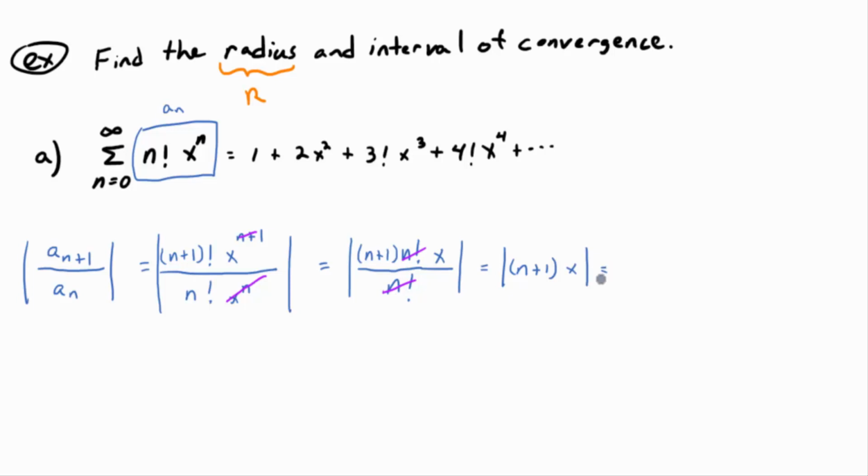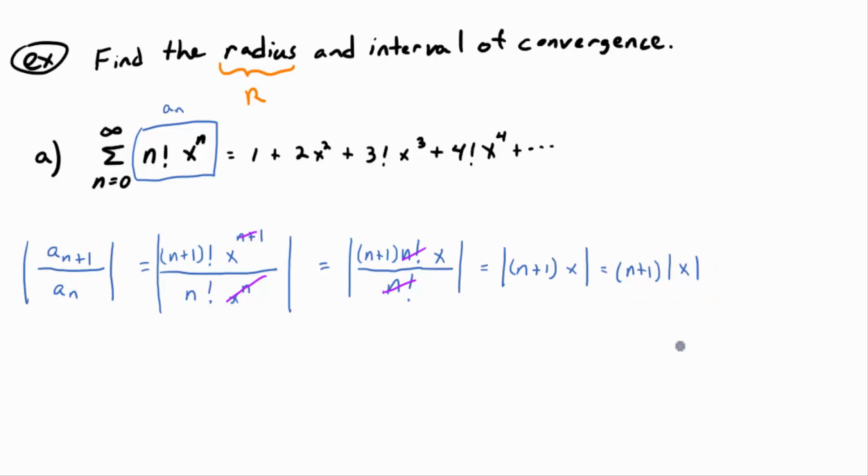But the absolute value splits up over multiplication. So you can split this up into the absolute value of n plus 1, which is just n plus 1, times the absolute value of x. So n plus 1 quantity times absolute value of x is how that absolute value of a n plus 1 divided by a n simplifies. In order to get convergence, remember we're trying to use the ratio test, we need the limit of this guy to be less than 1.